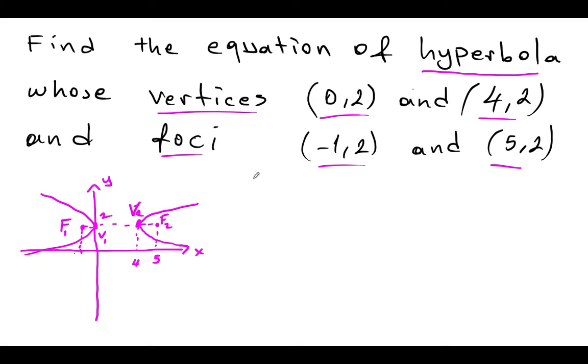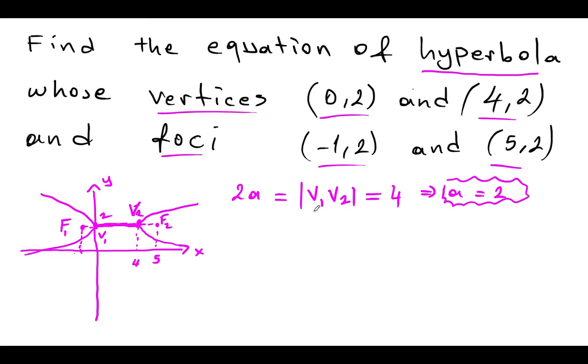What I know is that the distance between two vertices is equal to 2a. So the distance between V1 and V2 is 2a. When I look at the figure, the distance between two vertices, I think it's clear that it's 4 units. So if this is 4, a will be equal to 2.